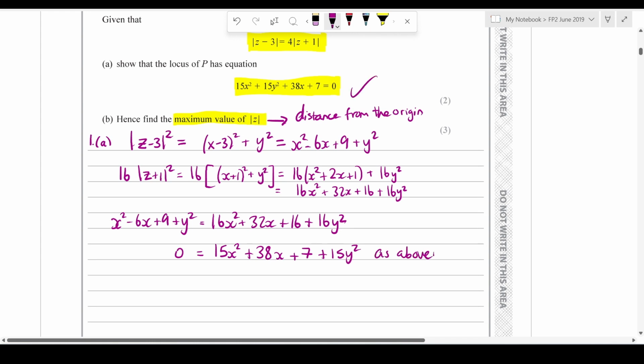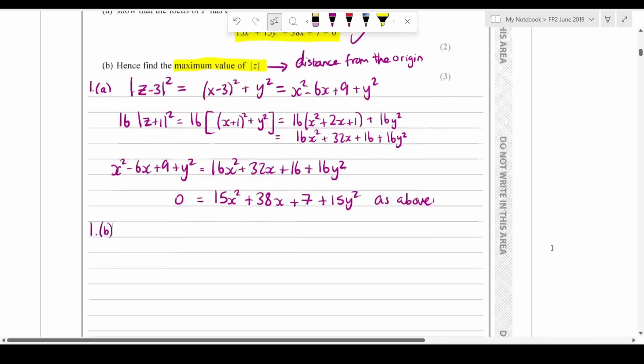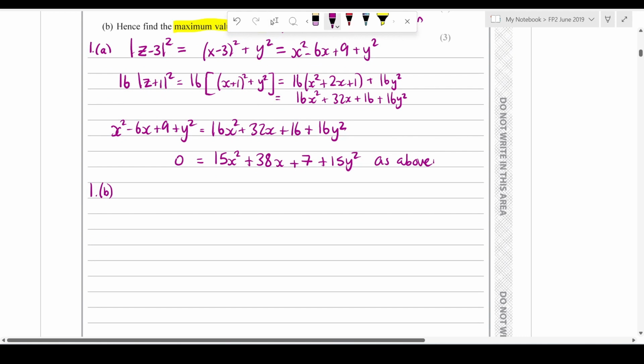So we know that we've done that bit. It's a short question, so we can have peace that we know we've done it correctly. We now need to find the maximum value of the modulus, which, as I said, was the distance from the origin. This here is looking to me very much like the equation of a circle itself. So let's try and complete the square and get it in our normal form for the equation of a circle.